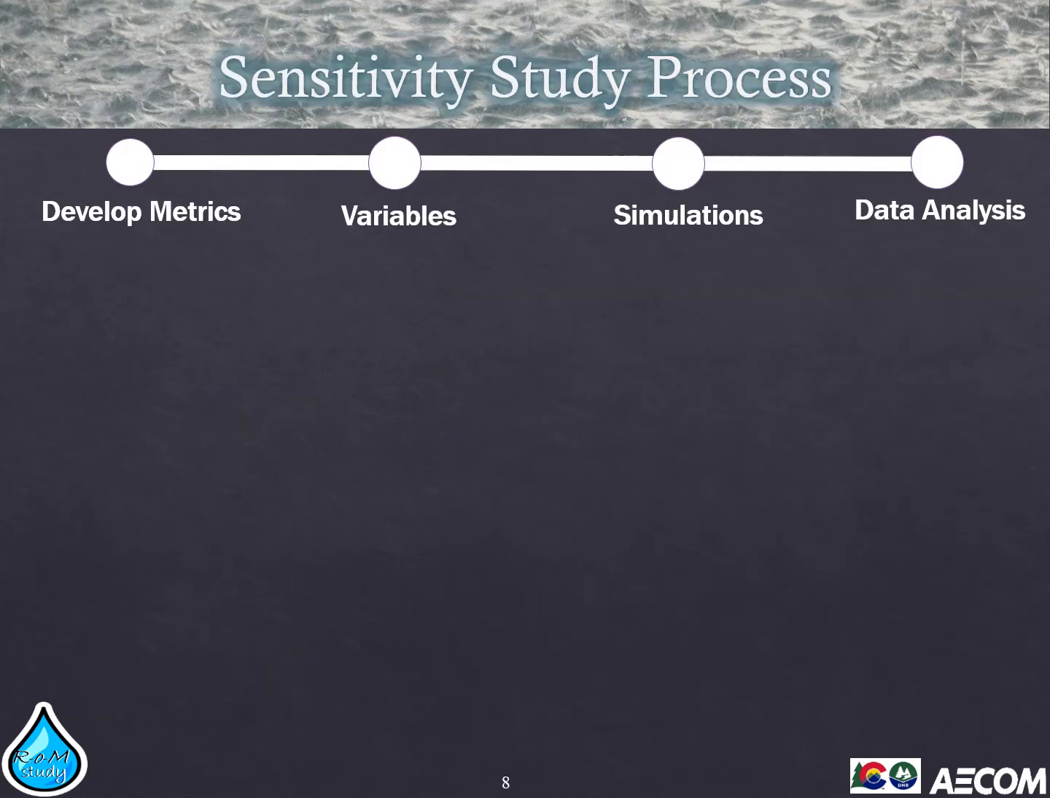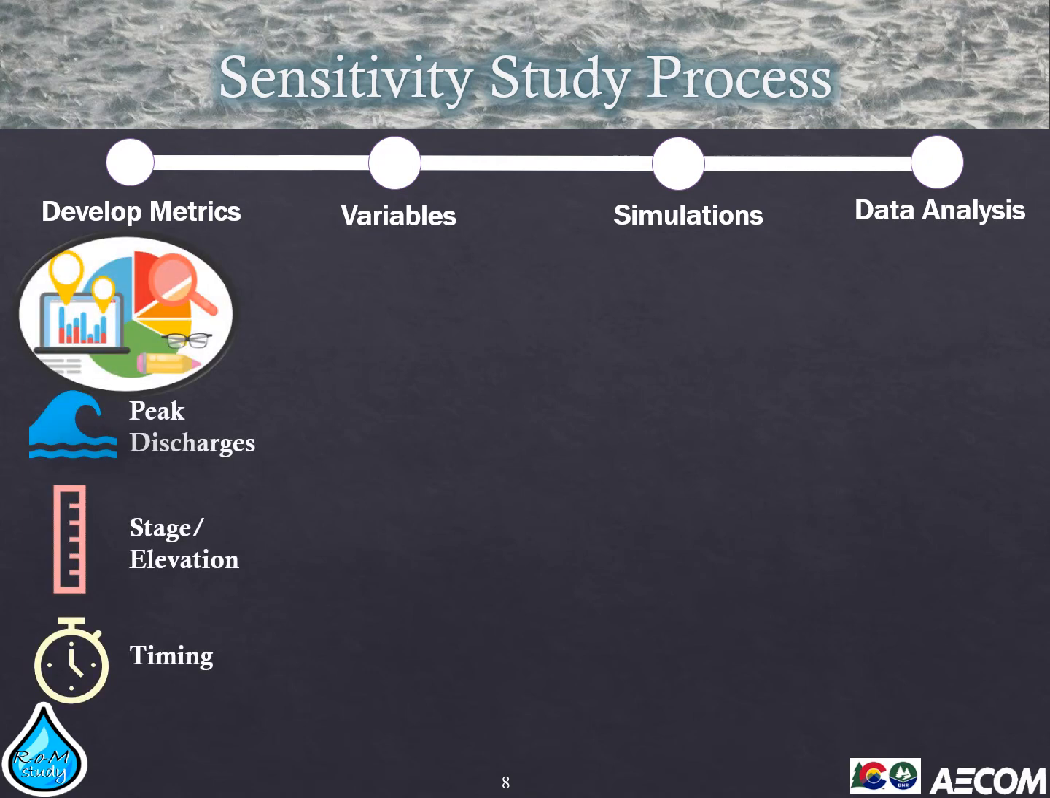This slide summarizes the overall process that we went through for the sensitivity study by 4 major groups. So the first one's going to be on developing metrics. This is how we were going to measure the impact, and for this we looked at peak discharges, at stage and elevation, and at timing. And some of this was looked at in terms of maximums, and others was hydrographs over time.